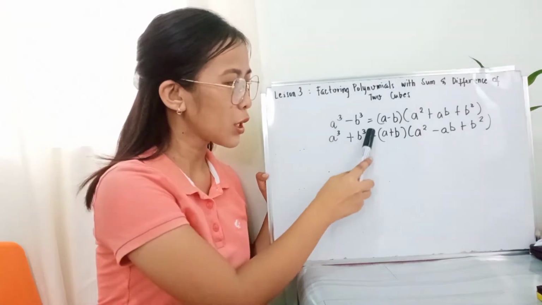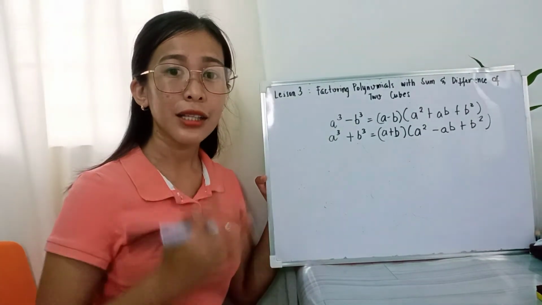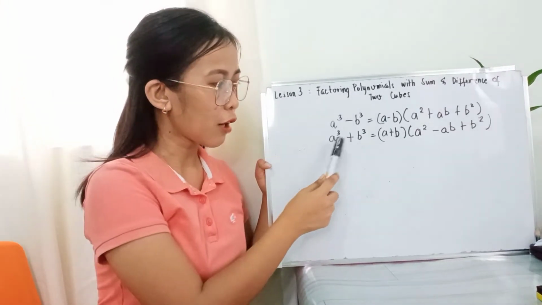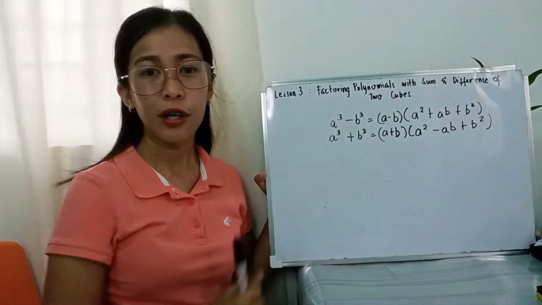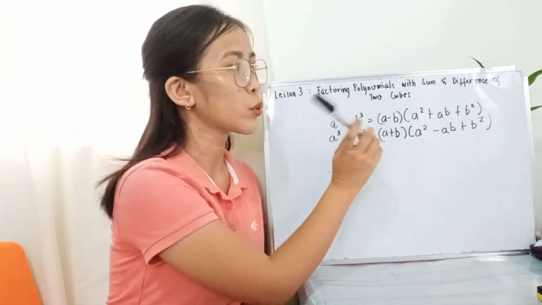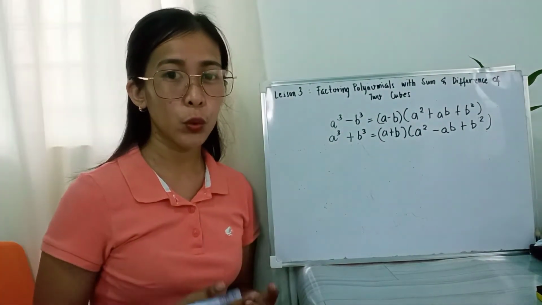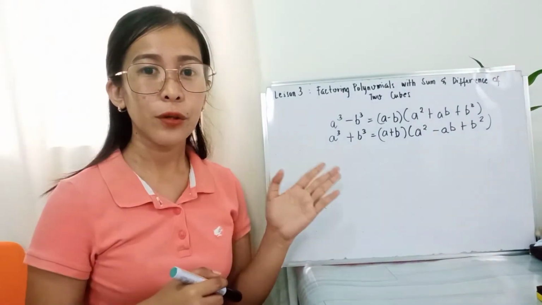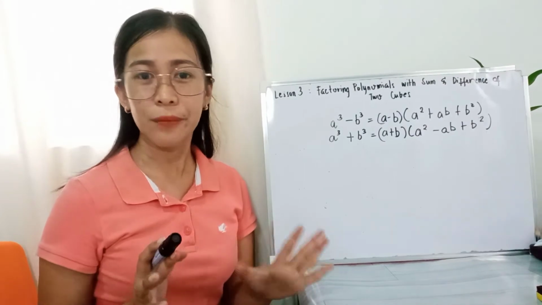Kapag naman ganito yung itsura ng polynomial, that is what we call the sum of two cubes. Kasi nga, dalawang cubes, tapos addition yung nasa unahan. Kaya ang gagawin natin is factoring polynomials with sum and difference of two cubes. And then, ito yung pinaka-pattern. Ibibigay ko na ito sa inyo para hindi na tayo malito mamaya.